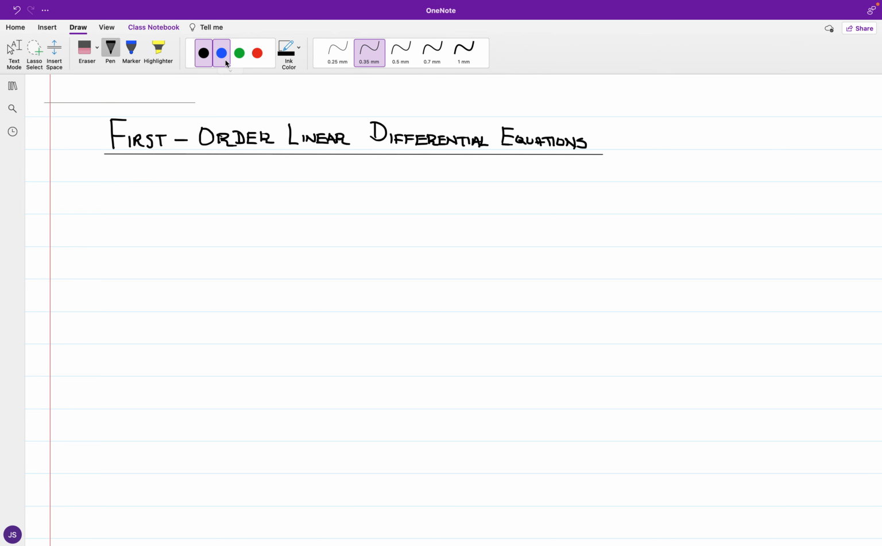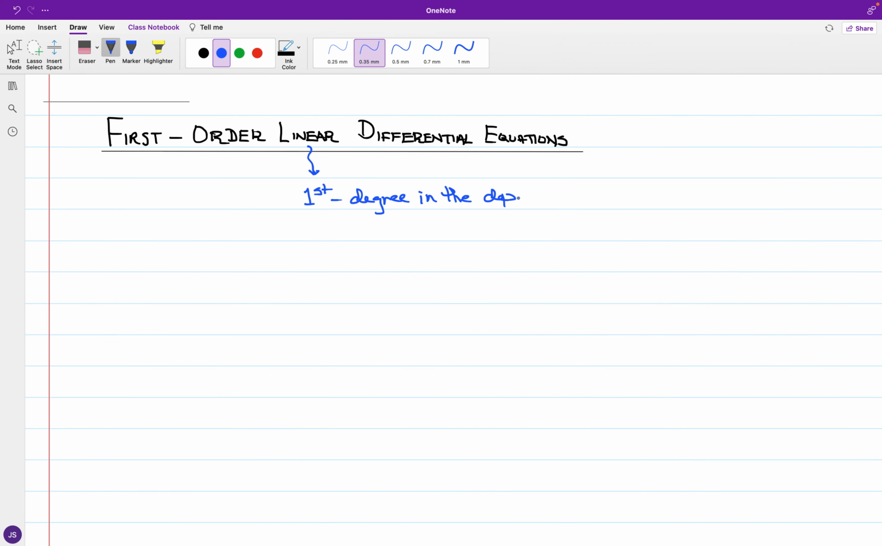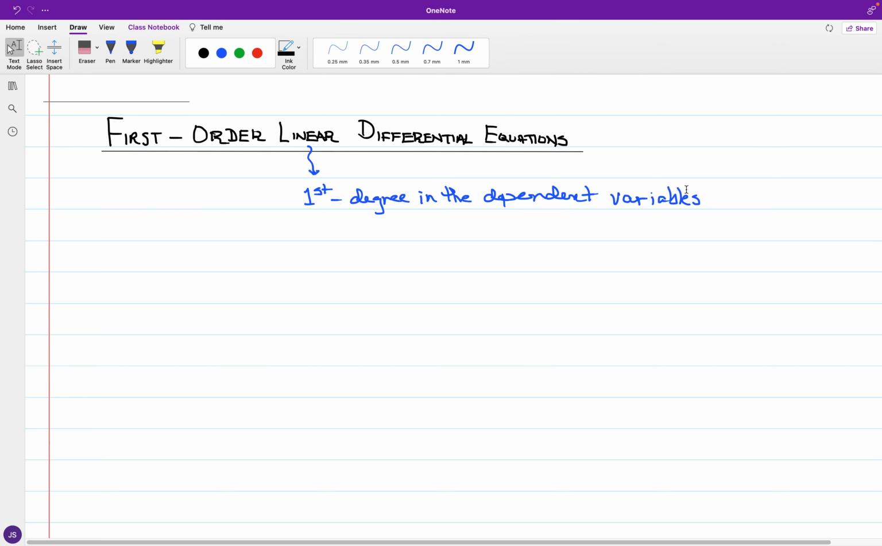And in the case of first order linear differential equations, just like a linear equation, you're looking at first order. And for linear, we're looking at first degree in the dependent variable. And again, you'll have those equations that are separable and those that are not. There is a technique that we're going to use for this particular section, regardless of whether the equation is separable or not.